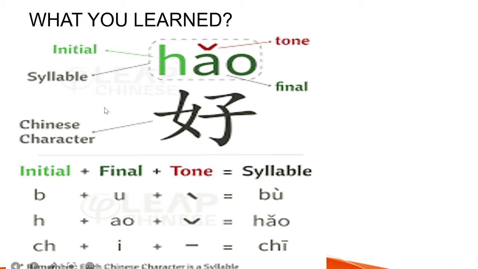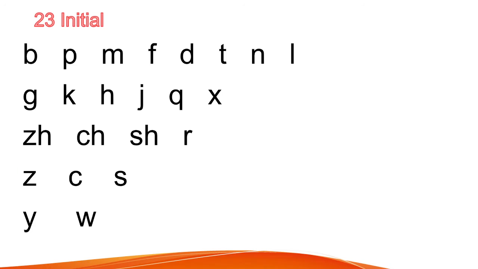So what you have learned: the initial is the first letter to start the Chinese syllable or character, and the final is to make a Chinese character. When you have tone, you know how to pronounce the Chinese character. As you know, there are 23 initials. Now I'm going to teach you how to pronounce these.